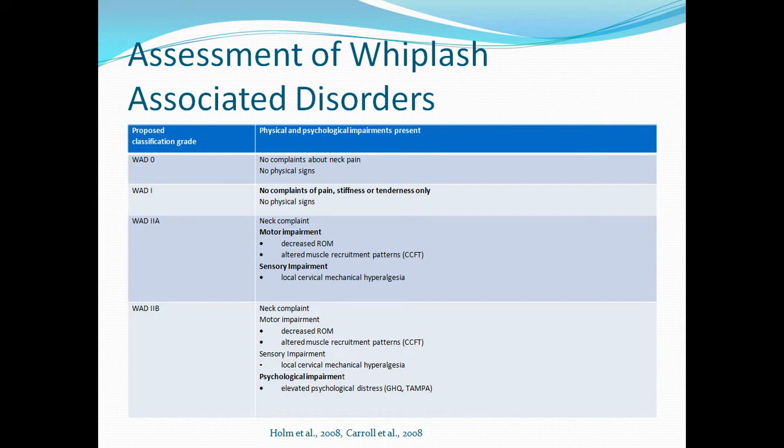We've briefly discussed the Quebec Task Force classification for whiplash-associated disorders. This table identifies the criterion related to the classification process. As you can see, the evaluative criterion gathered during both the subjective and objective examination are necessary to appropriately identify the grade of whiplash.